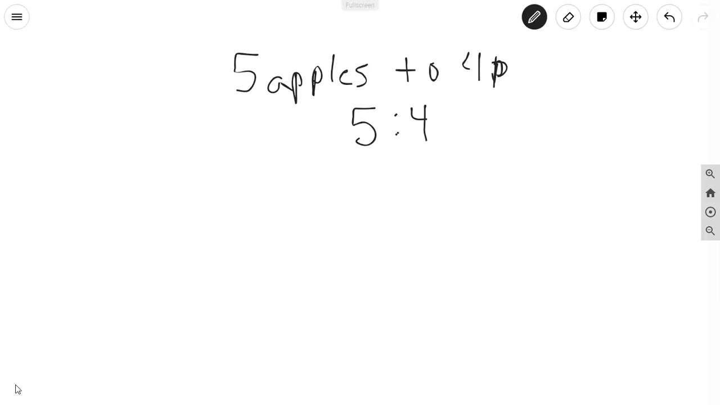So if I wanted 15 apples, that would be times 3, right? I'd get 15 apples. Well, since for every 5 apples I buy, I get 4 plums also, that would mean I'd also get 3 times as much of that. And so I would get 12 plums. Okay. And that still maintains my 5 to 4 ratio because I multiplied 5 by 3, multiplied 4 by 3, 15 to 12.